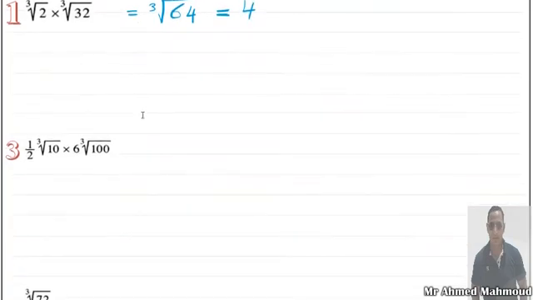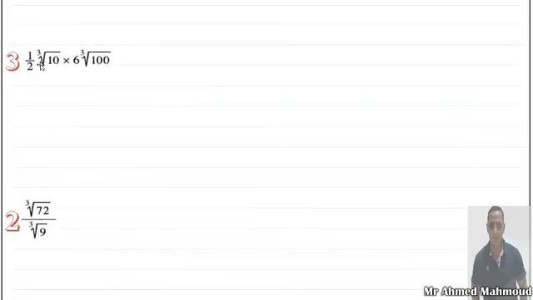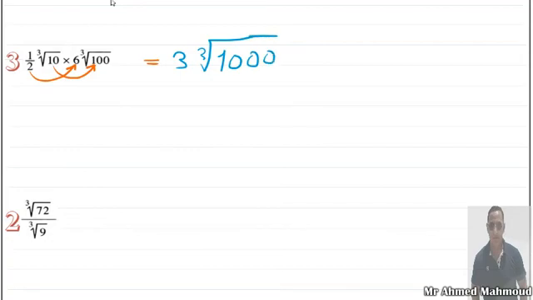Okay, the next one. First, we are going to multiply out times out and in times in: half times 6 equals 3, and cubic root of 10 times 100 equals cubic root 1000. It's clear that cubic root 1000 is a perfect cube. It equals 10. Then it will be 3 times 10. I don't need to factorize it. It's a perfect cube. Okay, 3 times 10 equals 30.